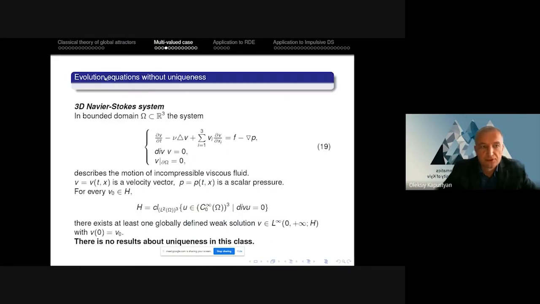And what about evolutionary equations without uniqueness? Maybe the most famous example is the 3D Navier-Stokes system. The situation with this system is the following. We consider this system, in fact, this is a three-dimensional system with respect to V, the three-dimensional vector of velocities, and P is the pressure. And it's known that for every V zero from the specially constructed phase space H, there exists at least one globally defined weak solution. But there is no result about uniqueness in this class, and no chance to obtain such a result.